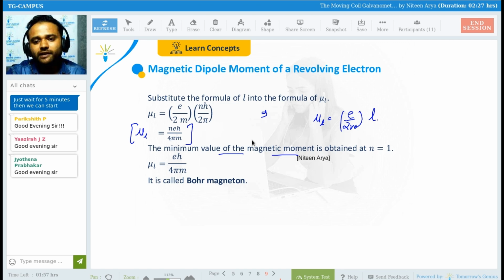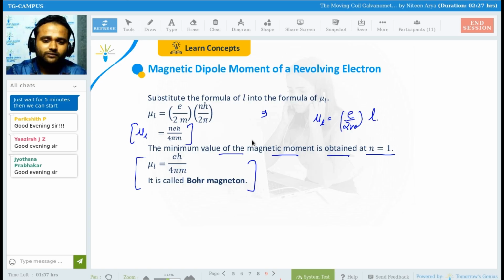So the minimum value of magnetic moment is obtained when we put n equals to 1, as simple as that. And that is the important thing. This is known as your Bohr magneton. So directly they ask the formula for Bohr magneton. And believe me, when they ask for it, no one understands what a Bohr magneton is in general. When you don't know the term, how can you remember or write which formula is the correct one?